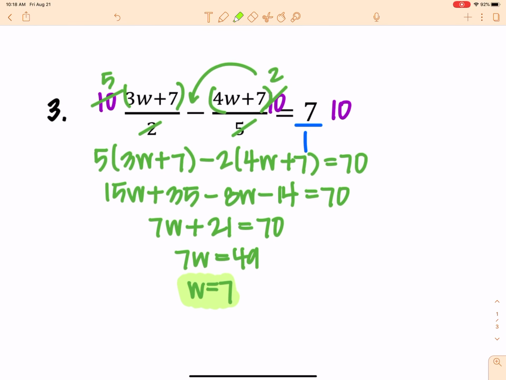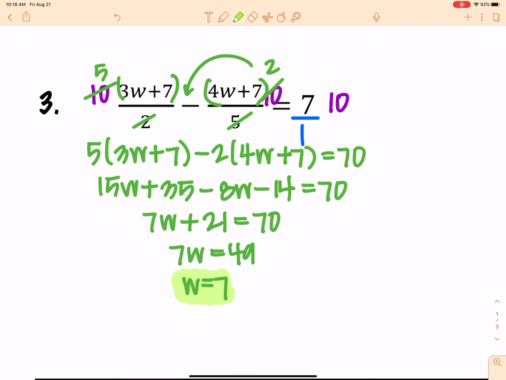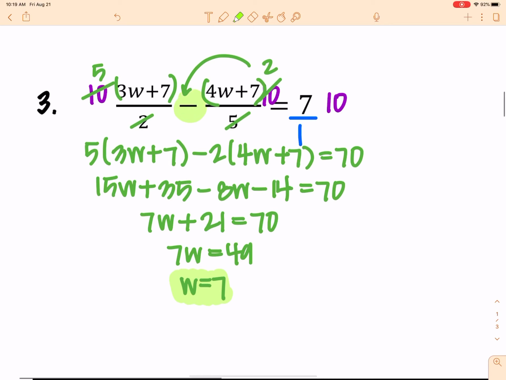And then number 3 is practicing clearing fractions again. If you see an equal sign and fractions, make sure you are clearing them. The hardest part was remembering that this negative is important. So you had to distribute this negative when you did that second step. As long as you did that, you should have gotten the answer to be 7.